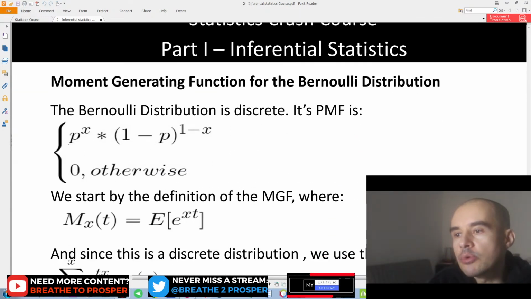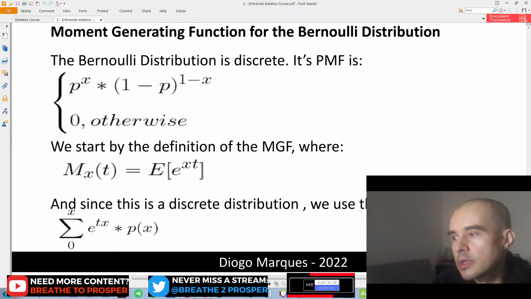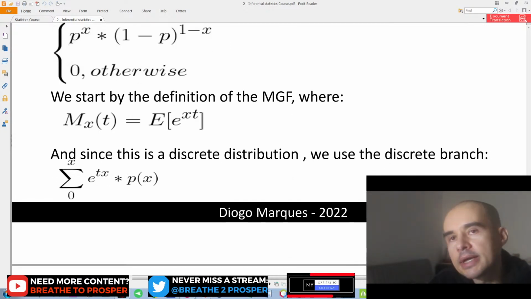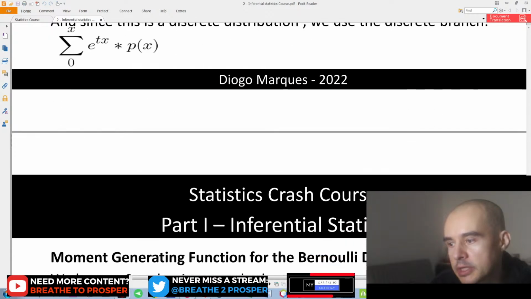So let's look at an example with a Bernoulli distribution. We know this is a binomial distribution, but it ends after one trial. So you have the probability of x, and 0 otherwise. How do we use the moment generating function to calculate the expected value and the variance? We start with the function, same as before, and because it's discrete, we use a summation. You take the probability and plug in the e to the xt from the moment generating function.